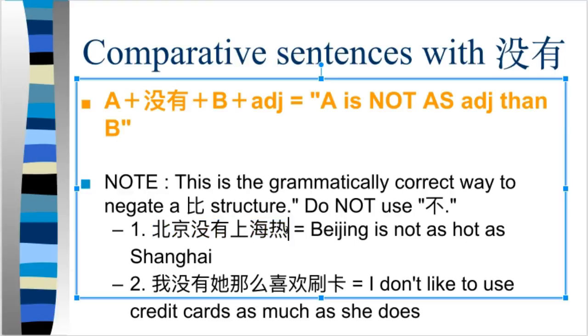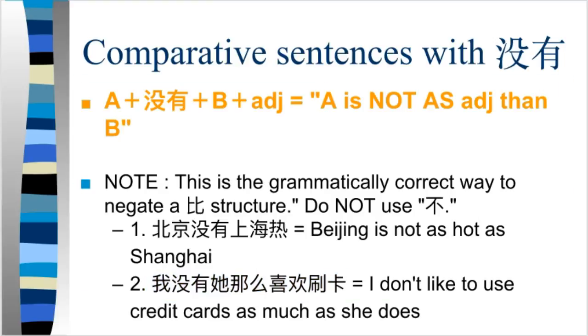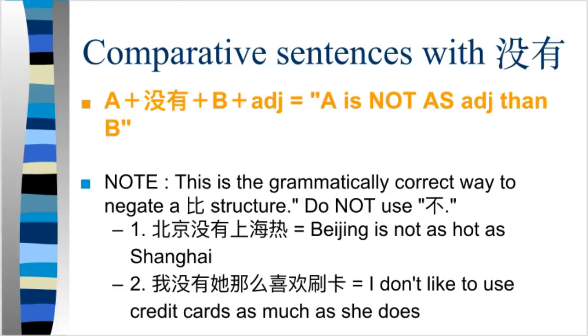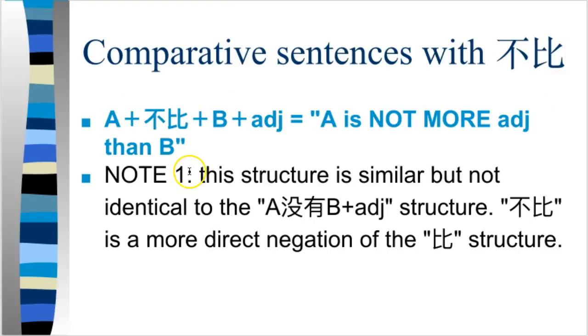I don't like to use the credit card as much as she does. 我没有她那么喜欢刷卡. I can also say, this is not something that we'll focus on because it's not quite as common in Chinese, right? A 没有 B is a very common structure everywhere in Chinese. You can say 不比. 不比 is a little bit of a more direct negation of the 比 structure, right?